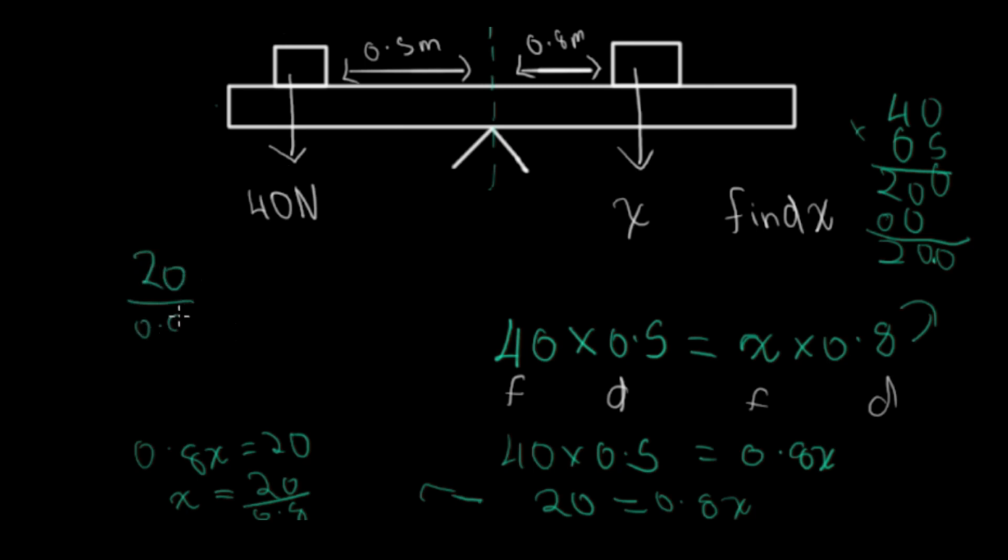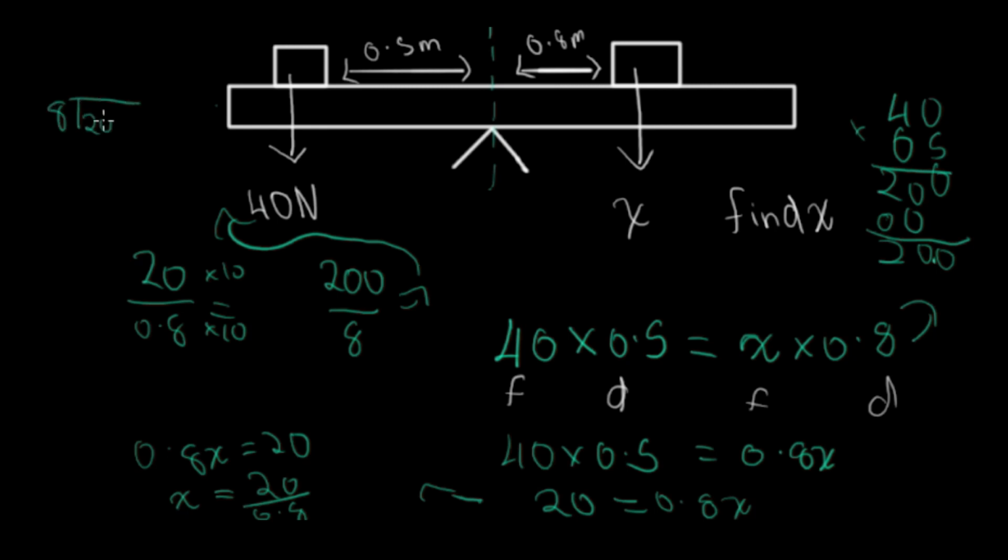20 times 0.8 is equivalent to, you multiply both by 10 because of 1 decimal point, 200 over 8. When you do 200 divided by 8, you get 25 newtons.